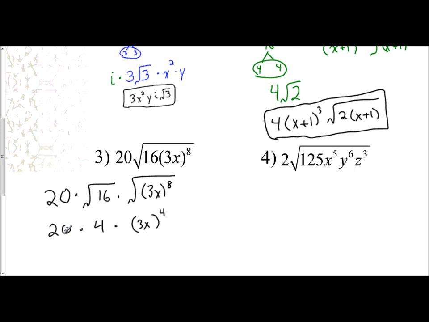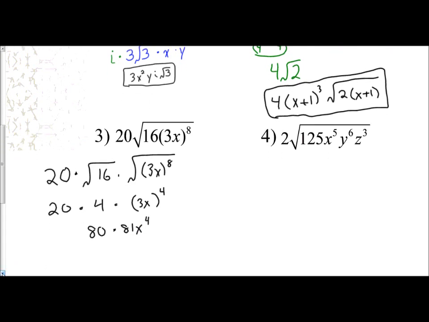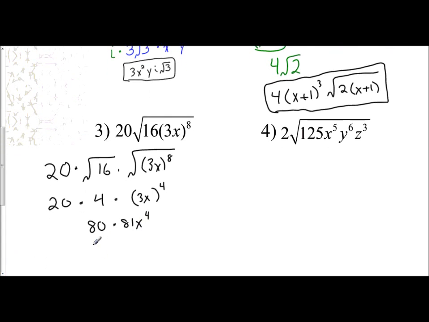Now we simplify. 20 times 4 is 80. 3 to the 4th is 81. And then x to the 4th. And then simplify from there. I get 80 times 81 as 6,480 x to the 4th.